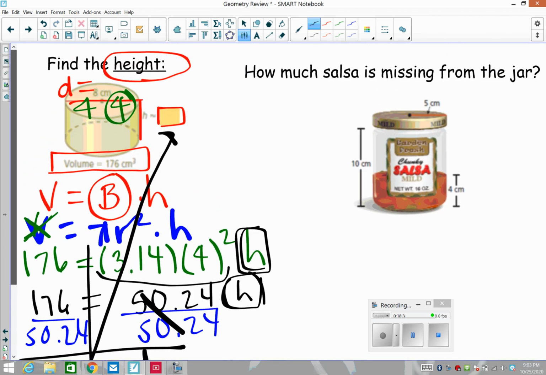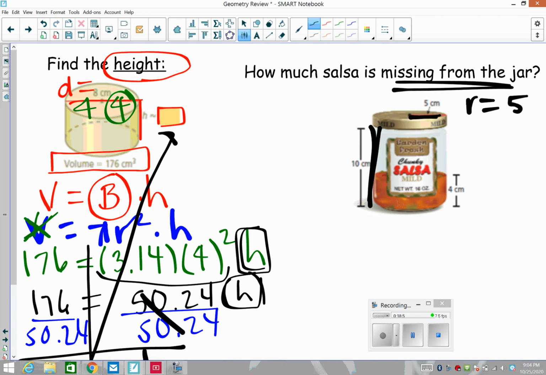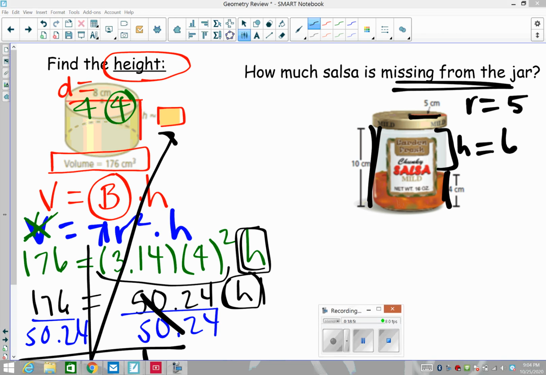What about this scenario? How much salsa is missing from the jar? So let's take a look at what we know. We know that the radius is 5. We know that this distance is 10, and this distance is 4, which means the missing height is 6, because 6 plus 4 is 10. So how much salsa is missing from the jar?